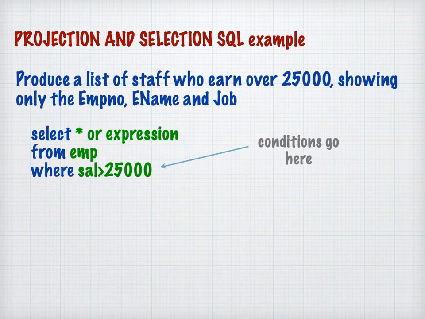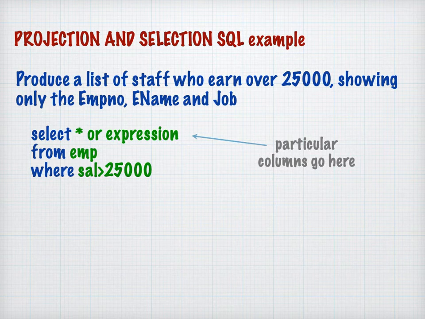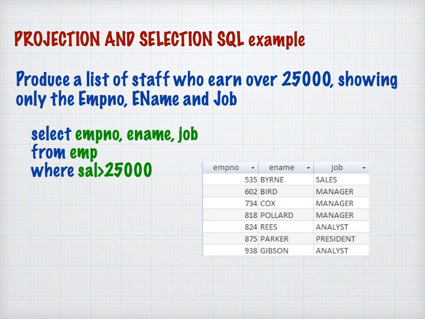And the final part says which particular columns we're interested in. Well, we know it's EMP number, e-name and job. And so those go up on the top row. And if we run that against the database, we get the result set back that shows us those particular columns and those particular rows. And it will look like that.